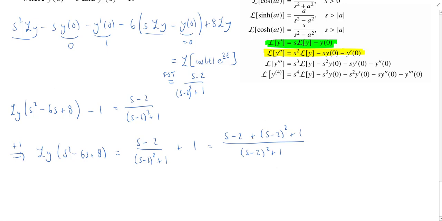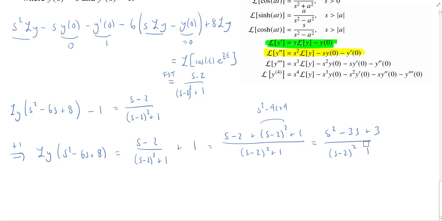Okay, and I guess I can fiddle around with this a little bit. Let's see, if I distribute, this piece is going to become s squared minus 4s plus 4. So in total, I have 1 s squared. I have minus 4 s's and then plus an s, so minus 3 s's. Then I have a 4, plus 1 is 5, but then minus 2 is 3. All over s minus 2 squared plus 1.